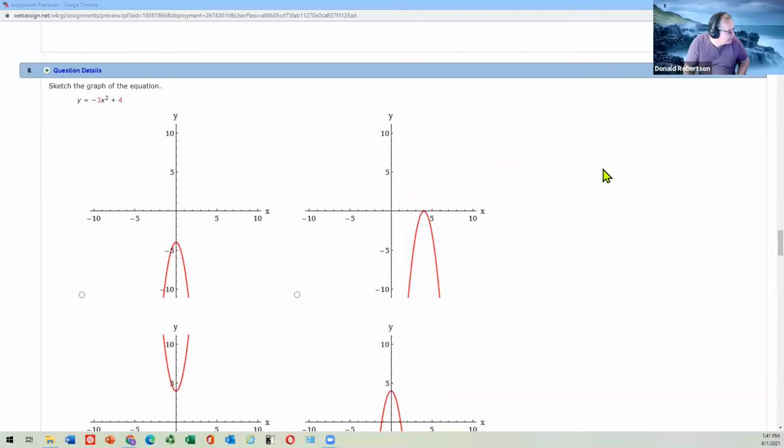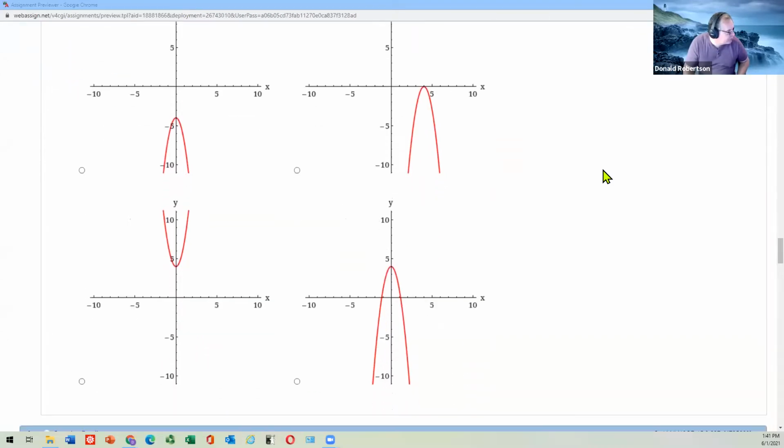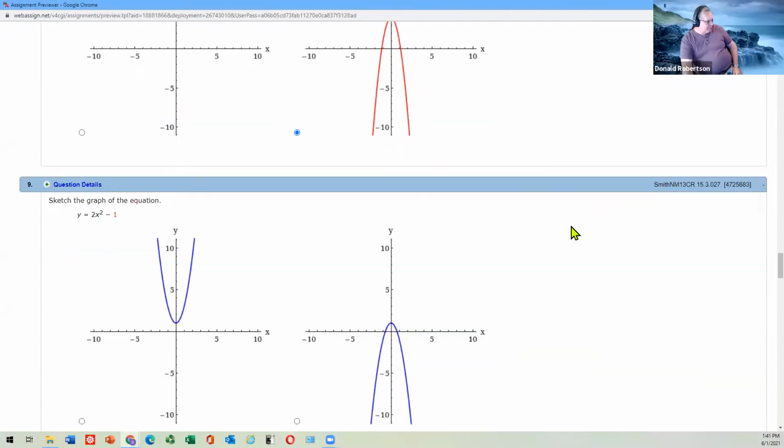Okay, this one is negative 3x squared plus 4. And at least it's not the bottom left. Negative 3x squared plus 4. Which one of those would be the graph of that guy? It's going to be the bottom right. That's what you're trying to tell me, right?